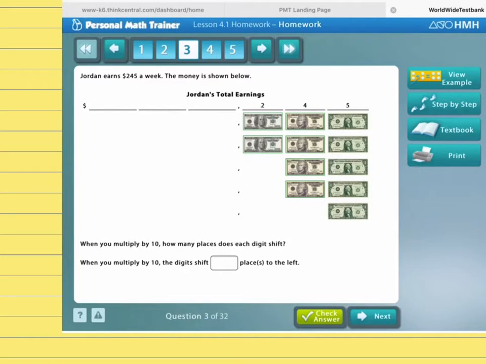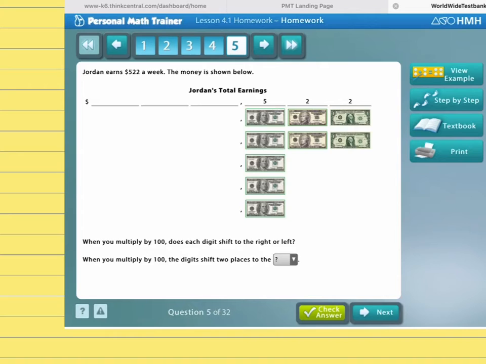Same problem here. Jordan earns $245 a week. When you multiply by 10, how many places will the digits shift? Well, we just covered that. Each digit is going to shift one place to the left. So the 2 will become 2,000, the 4 will become 400, the 5 will become 50, and you put a 0 right there.